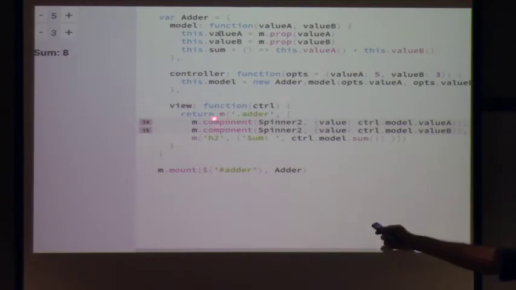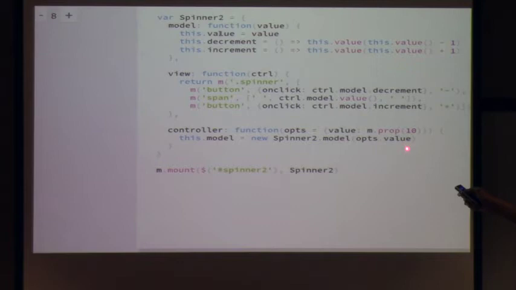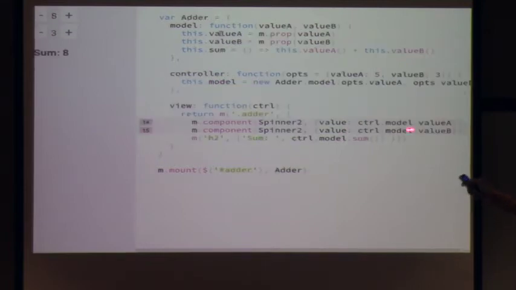The really neat stuff is, now here we can say, hey, Mithril, remember that spinner 2 component we had in the previous slide? Create a component out of it, explicitly, and I want you to pass this value, controller model value A, into it. Remember over here we had default value, that was prop 10. So over here we're just saying, pass this value A into the value. We're doing the same thing, value B, pass it into the value there. And then after you're drawing those two components, draw this other thing down here where it's H2 sum, and I want you to call controller model.sum.